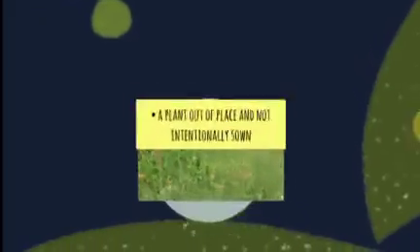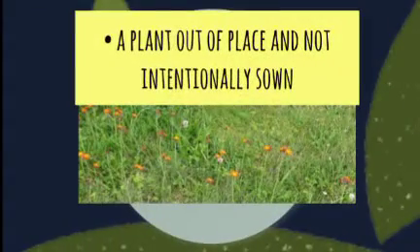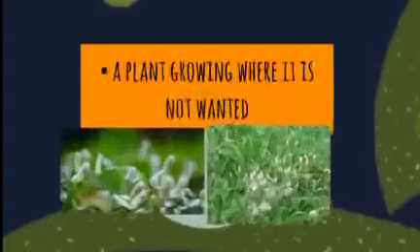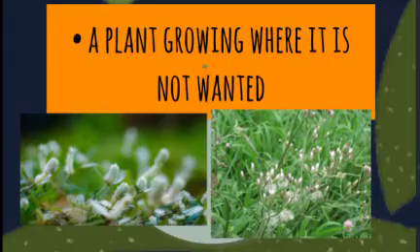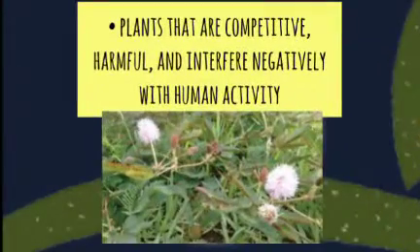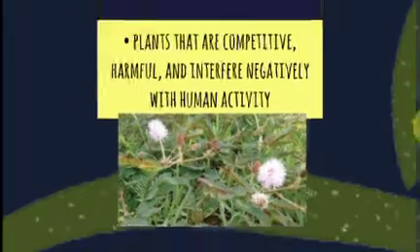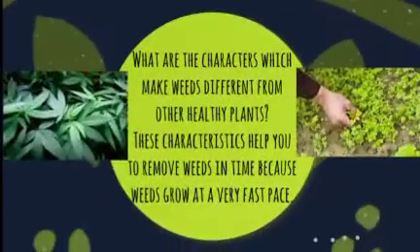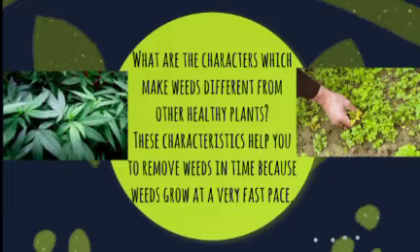A plant out of place and not intentionally sown. A plant growing where it is not wanted. A plant whose virtues have not yet been discovered. Plants that are competitive, harmful, and interfere negatively with human activity. What are the characteristics which make weeds different from other healthy plants?